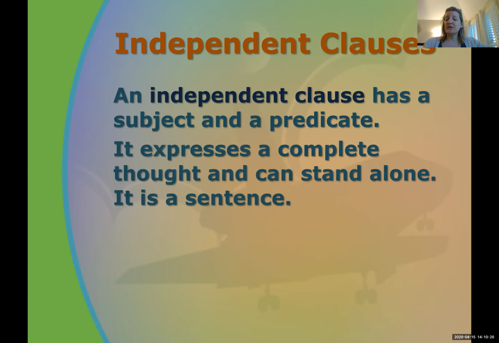It can stand alone, has a complete thought. It is a sentence. An independent clause is another way of saying complete sentence. They are both the exact same thing. They have to have a subject, a predicate, and have to express a complete thought so they can stand alone. A sentence, a complete sentence, and an independent clause are the same thing.